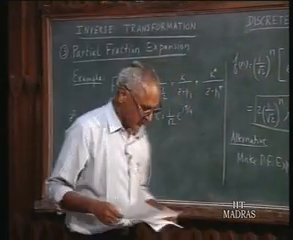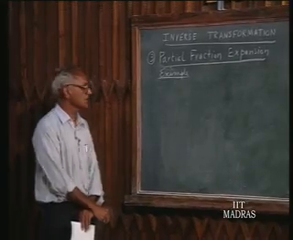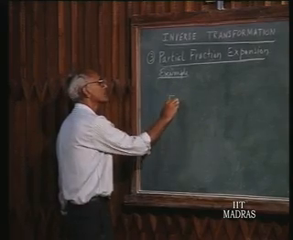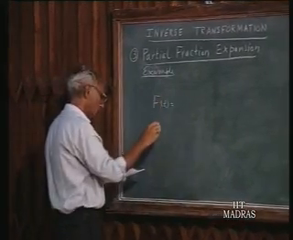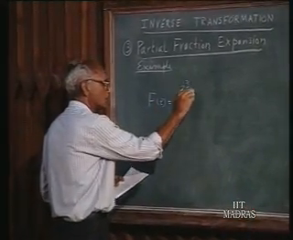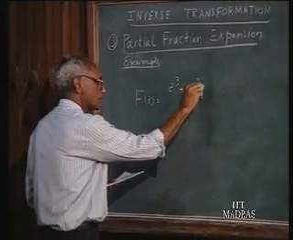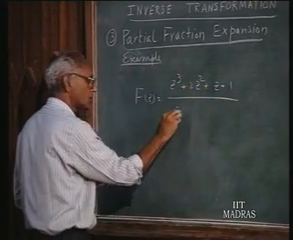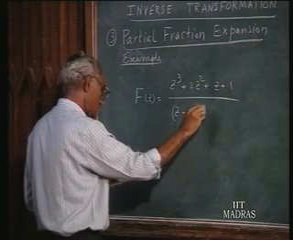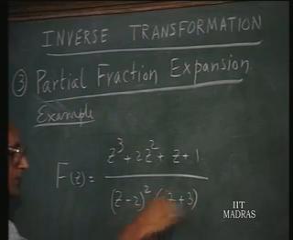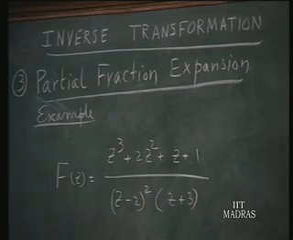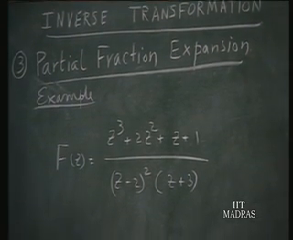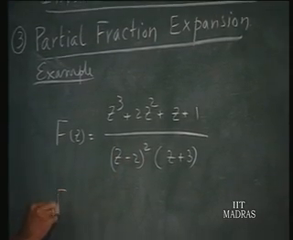Let us take another example. As a third example, let us consider F of z to be (z cubed plus 2z squared plus z plus 1) divided by ((z minus 2) whole squared times (z plus 3)). Obviously here you have a repeated pole at z equals 2, and there is a linear term here. So let us put F of z over z.